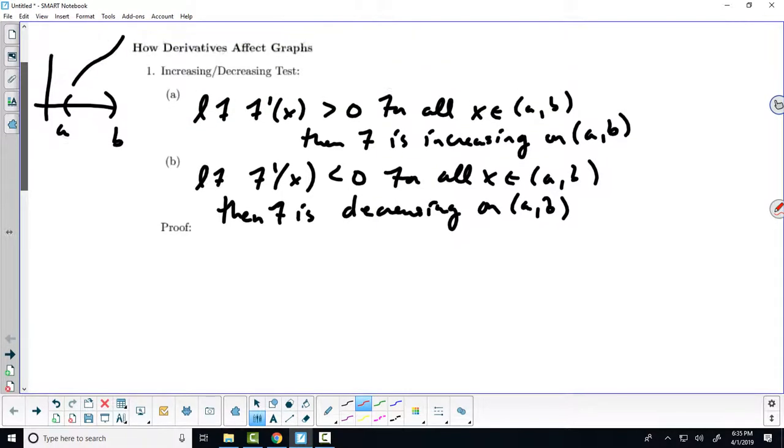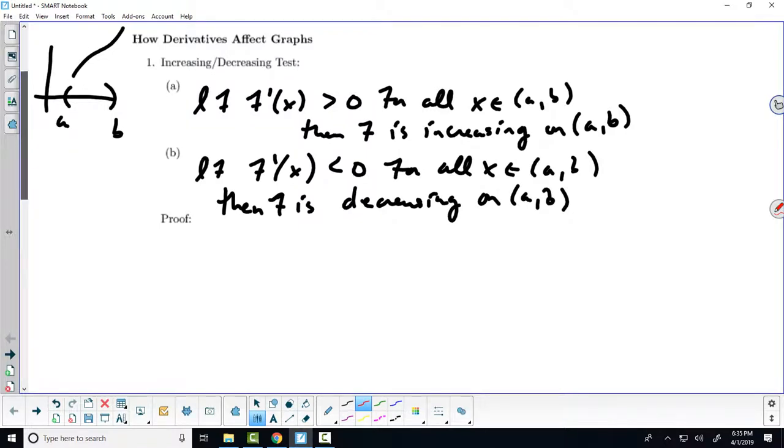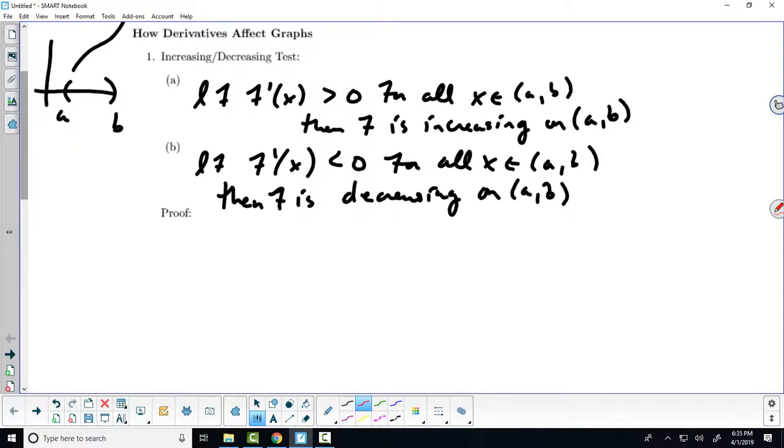So I've got a statement about the function's derivative, and I've got a statement about values within the function. What could I do to connect those two ideas together? What should I use? You're right, the mean value theorem. We're going to use the mean value theorem to prove it, which is often the answer in these calculus questions. So let's see what we can do here.